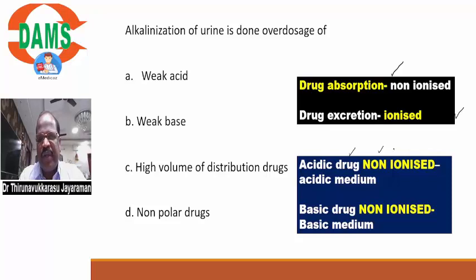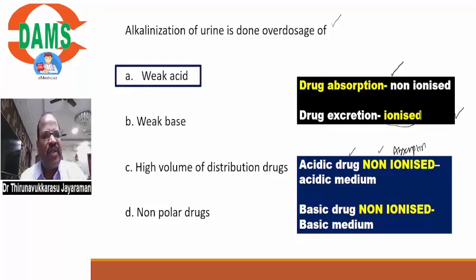That is for absorption. Whereas for treating an overdose, the aim is to promote excretion. For excretion, the drug should be ionized. Now the question: alkalization of urine is done for what drug poisoning? It is for weakly acidic drug poisoning. So the answer for the question is option A.